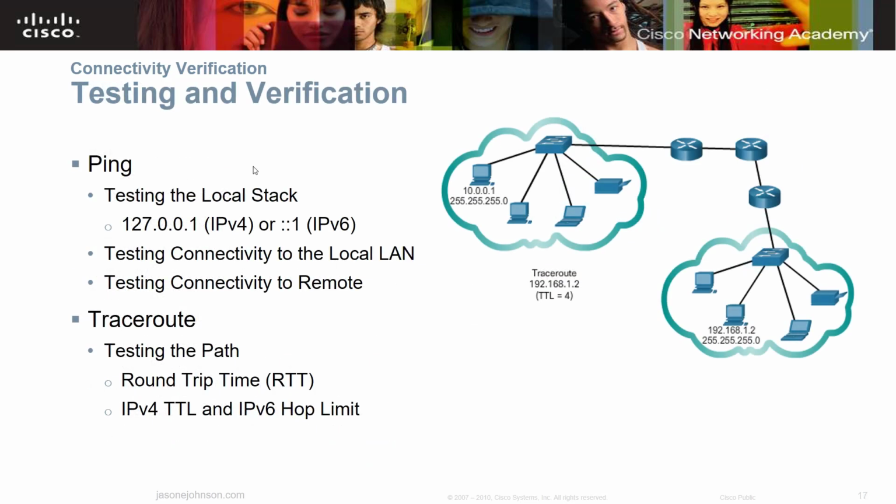Now, when you test your verification, and this is a tool that you'll be using in this course, that's the ping command. You can test your local stack or your local NIC card by using 127.0.0.1 with v4, or you can ping ::1 for v6 at your local. You can test your connectivity to the local LAN. So you can say, okay, well, I'm 192.168.1.something, and I'm looking for .3 over here, 192.168.1.3. Can I ping that? That's a local.